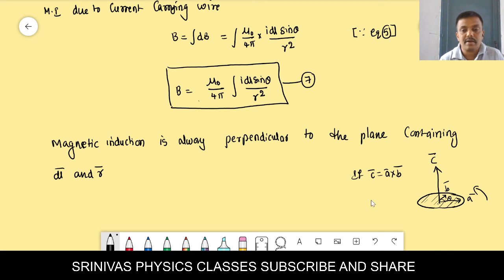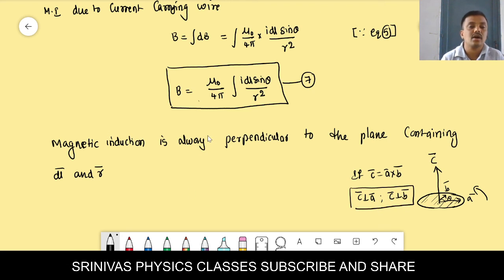C bar perpendicular to A bar, C bar perpendicular to B bar, and C bar is always perpendicular to the plane which contains A bar and B bar. You rotate the cap from A to B, you write A and B on the top of the cap, and the direction in which the cap is moving is the direction of C. A, B are on the surface of the cap and C is the motion of the cap, either upward or downward, right? C bar is always perpendicular to A bar and B bar.